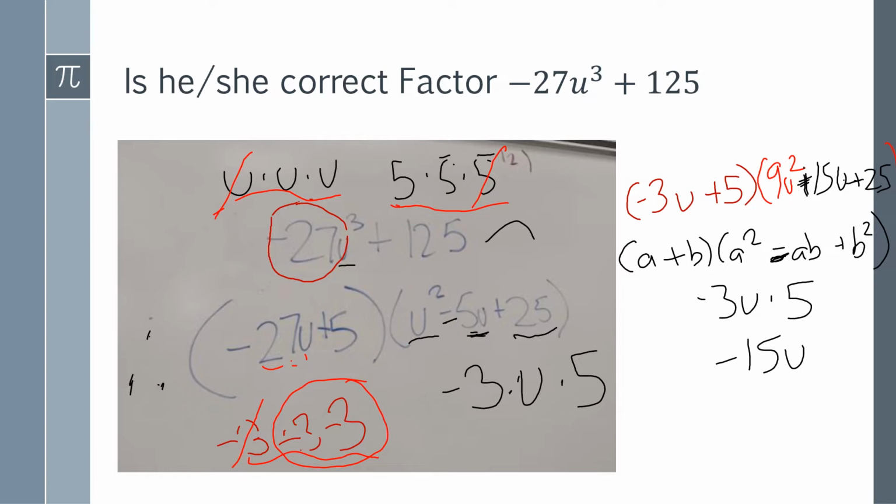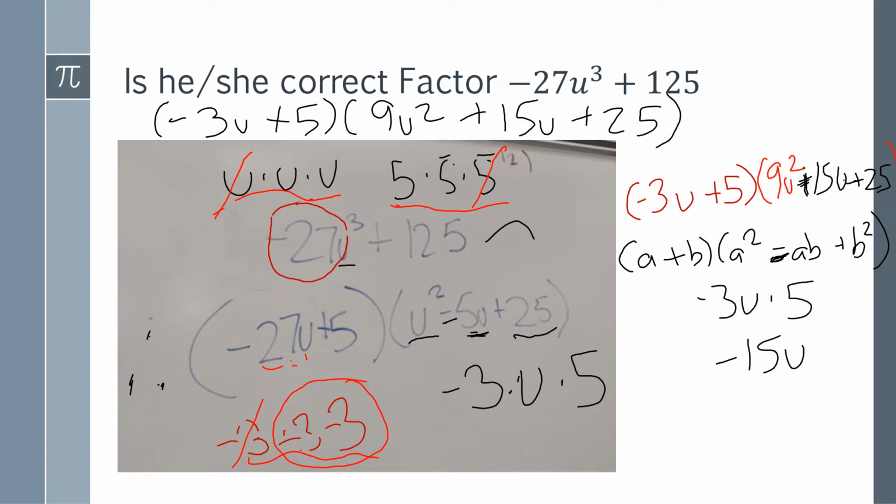So again, your final answer should be negative 3u plus 5, and then open parentheses, 9u squared plus 15u plus 25. That's what your final answer should be. If you have any more questions, we can talk about it. We could do more practice, and I would try to do some more practice Kahoots for the sum and difference of cubes.